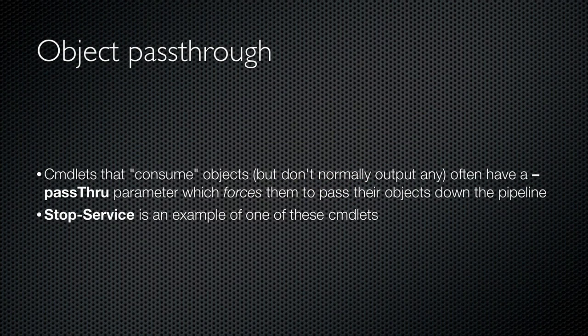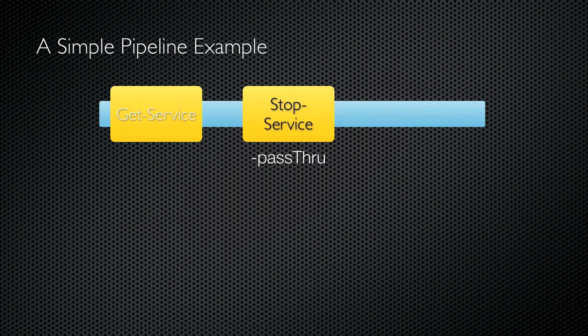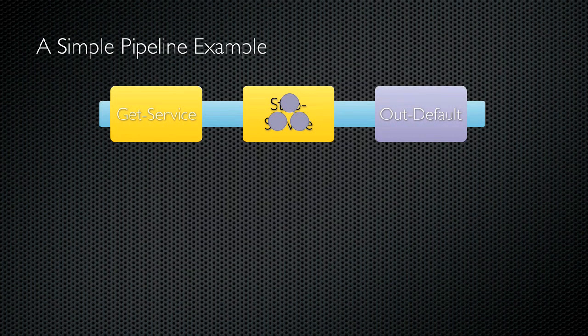Most cmdlets that consume objects in this fashion have a -PassThru parameter, which tells them to not only do whatever they're going to do, but to also pass the objects through the pipeline for another cmdlet to work with. So let's see a practical example. I'm still going to use Get-Service, but this time I'm piping the output to Stop-Service using the -PassThru parameter. So Get-Service gets the services, pipes them to Stop-Service, which stops them and normally would consume the objects, but this time the objects are passed through so that Out-Default has some objects to receive and work with.